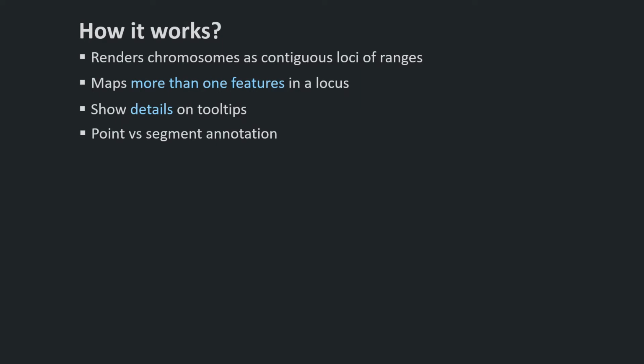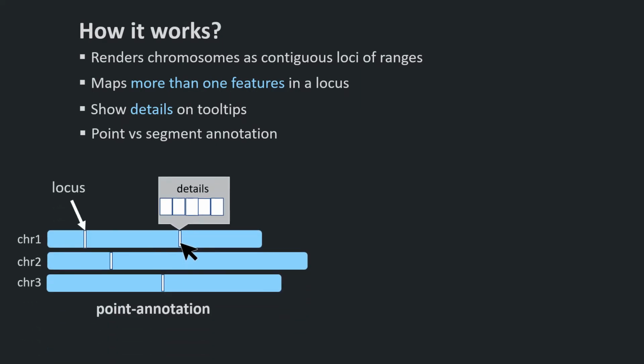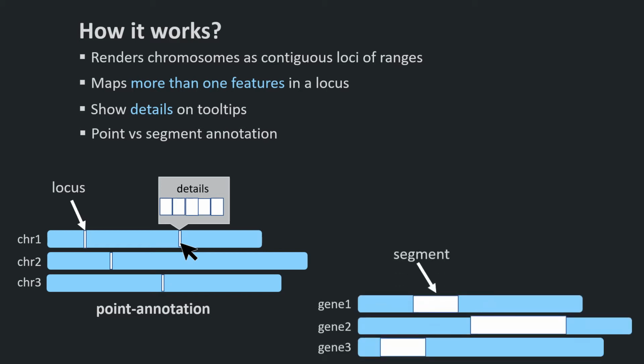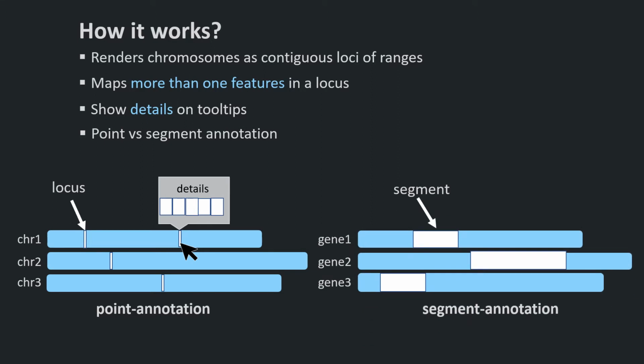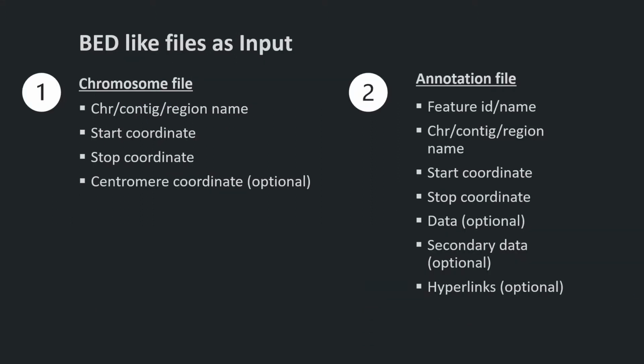chromoMap renders chromosomes as contiguous loci, where a locus is a genomic range and can map multiple features within it, which can be viewed on tooltips. In contrast to this point annotation function, chromoMap also allows annotation of long genomic features as segments. To create the visualization, you need to provide two input files, one specifying the chromosome coordinates and the other specifying the annotation coordinates.